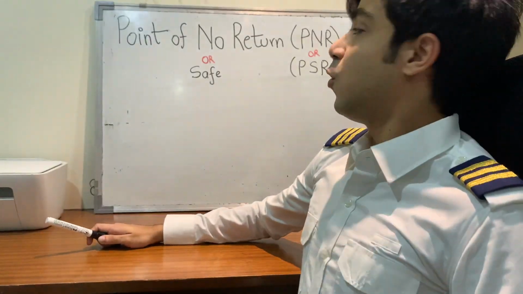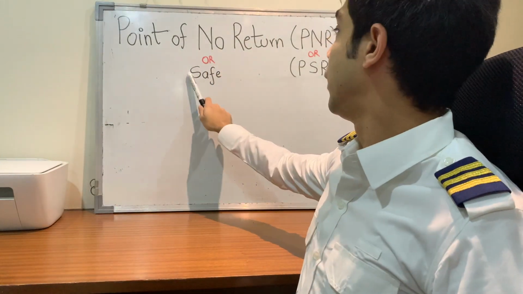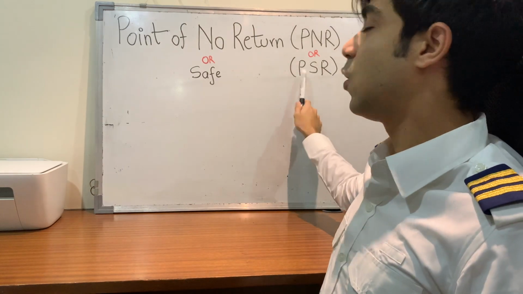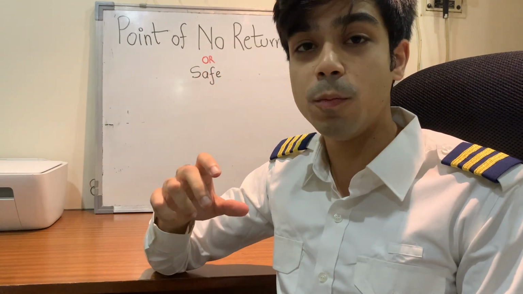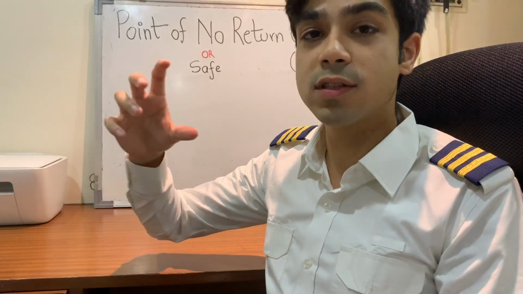Now let's talk about point of no return or point of safe return, PNR or PSR. This is defined as the point which is furthest calculated from the departure aerodrome to which an aircraft can fly and return within its safe endurance. The rules of PNR or PSR are that the maximum distance to PNR or PSR can be obtained only in still wind. In case of any wind, PNR moves towards the departure aerodrome.